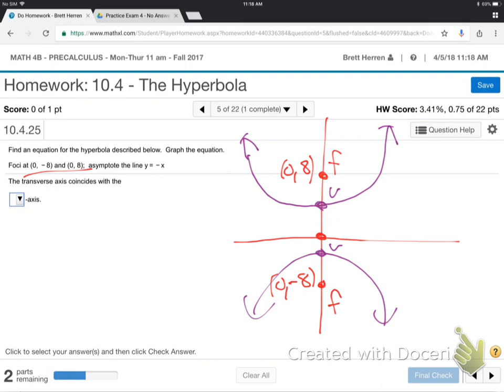The focus points are never on the graph. They're always inside the branches, aren't they? For all these shapes. Good so far? You comfortable with that much? So now, can you start writing the equation? Now that you know it goes up, down, that tells you something about the equation, doesn't it? Can you write what you know so far on the equation?